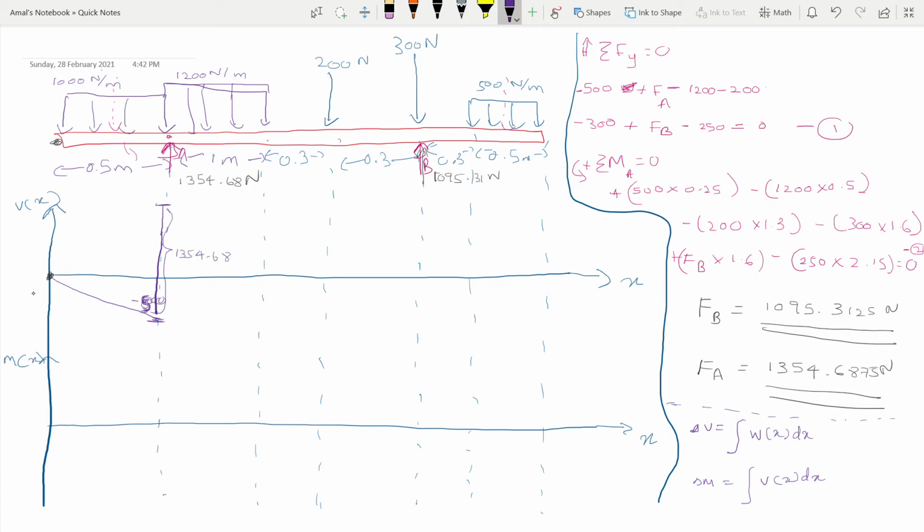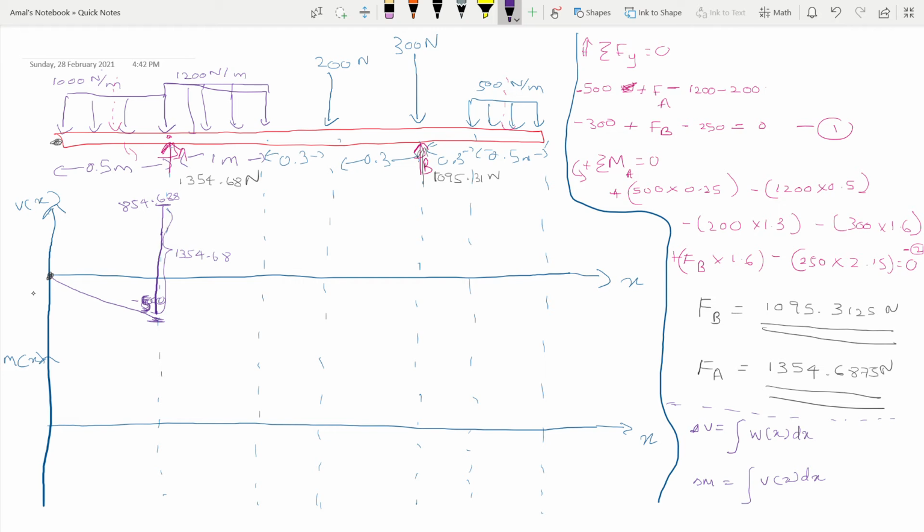So we have negative 500 here, so it comes down, negative 500 up, we have to come another 854.688 upward. Okay, and then what happened to this distribution load? Okay, so we have 1200 distributed load acts for like 1 meter long. So this also goes down, right? Because it's a negative distributed load.